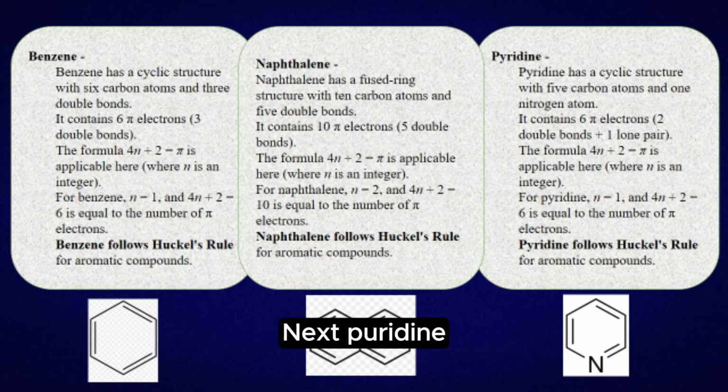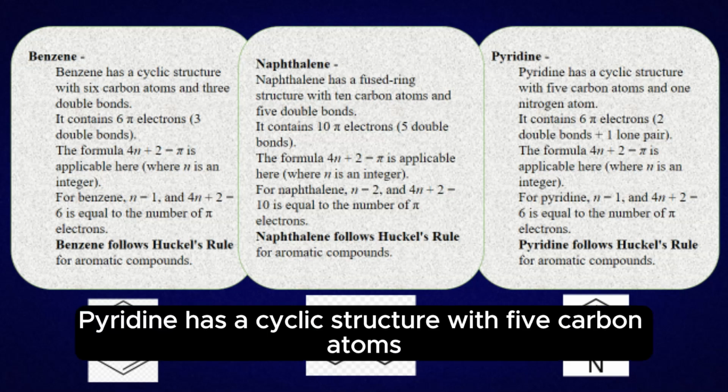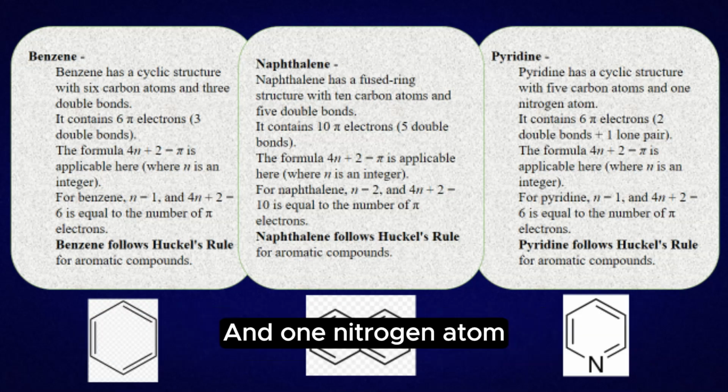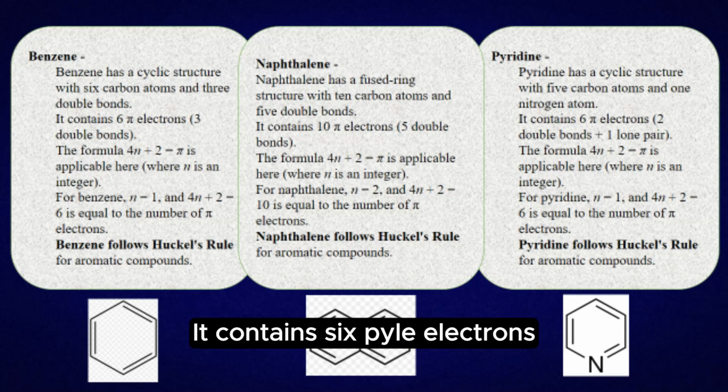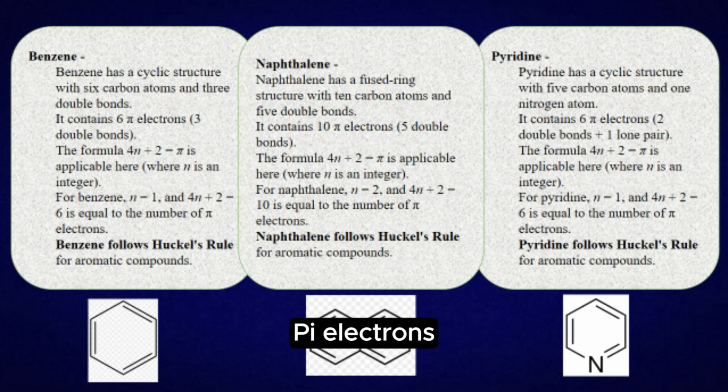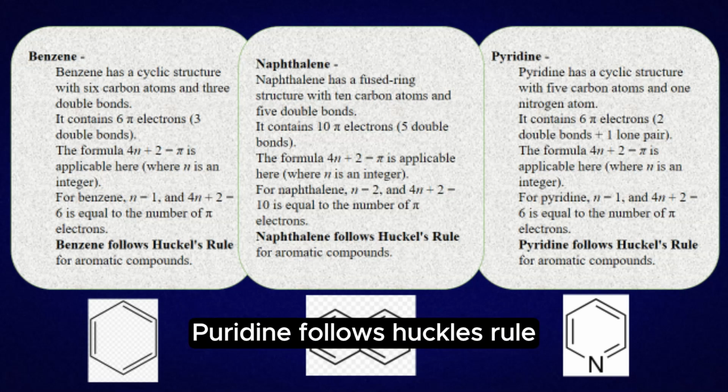Next, pyridine. Pyridine has a cyclic structure with 5 carbon atoms and 1 nitrogen atom. It contains 6 pi electrons, which are 2 double bonds and 1 lone pair. The formula 4n plus 2 equals pi is applicable here, and for pyridine, n equals 1, and 4n plus 2 is equal to 6, which is equal to the number of pi electrons. Pyridine follows Huckel's rule for aromatic compounds.